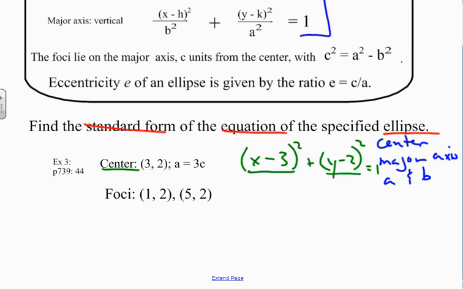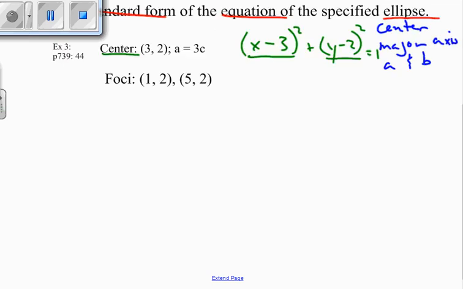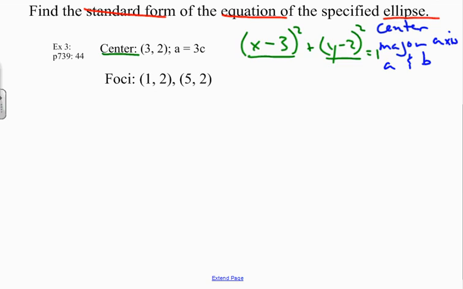Now, if we graph this, I like to graph it out. Oh, no. Hang on one second. And we're back. Sorry about that.